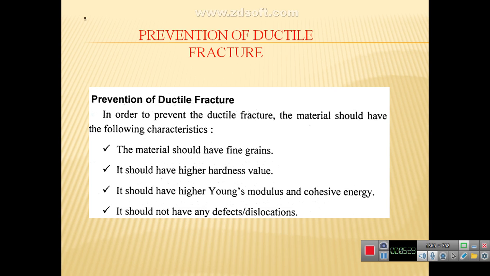Prevention of ductile fracture. To prevent ductile fracture, the material should have a fine grain size. Then it should have a high hardness value. Next, it should have a higher Young's modulus and cohesive energy. Then it should have few defects and dislocations.